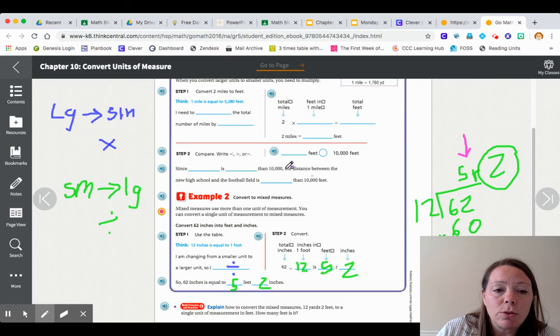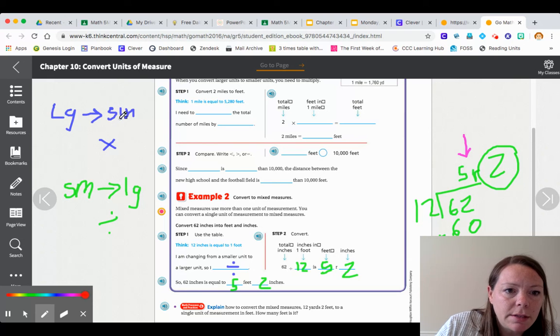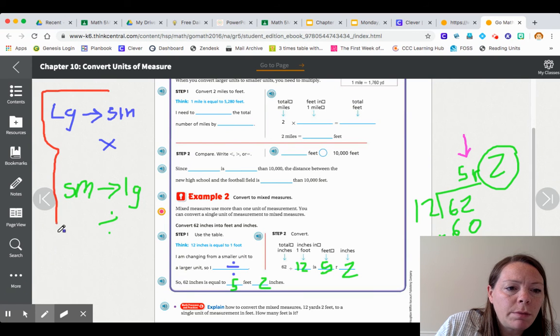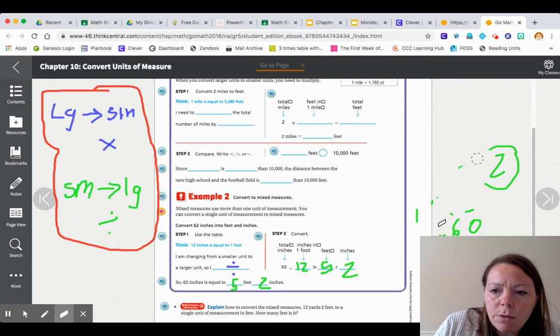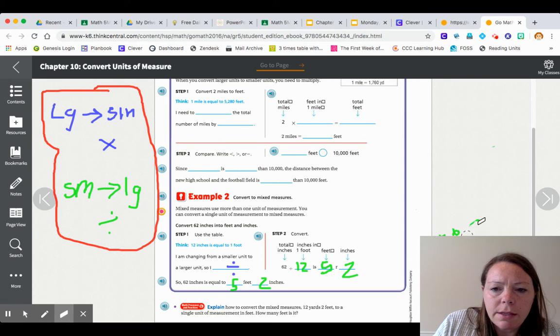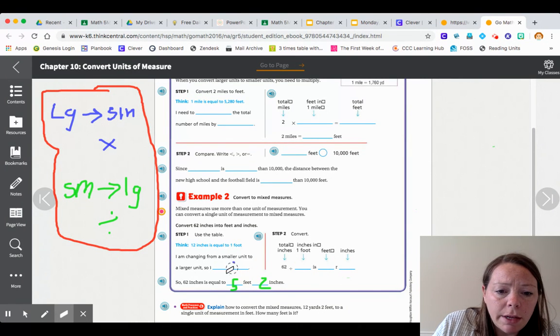5 feet, 2 inches. Okay, so just a quick recap on what you're going to need for this lesson. You need to remember that if you are going from a larger unit to a smaller unit, you're multiplying. And if you're going from a smaller unit to a larger unit, you're dividing. So miles to feet, larger to smaller, we multiplied. Inches to feet, inches are smaller, feet are larger, we divided, okay? I want to show you one more thing on the next page, but I want to erase this little text here. Remember, you can use that conversion chart to help you. You are allowed to use it. I don't mind.